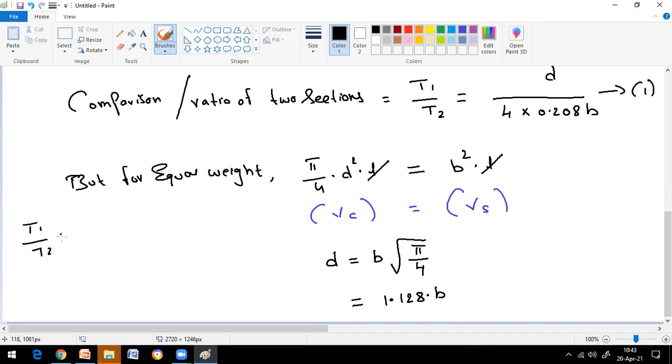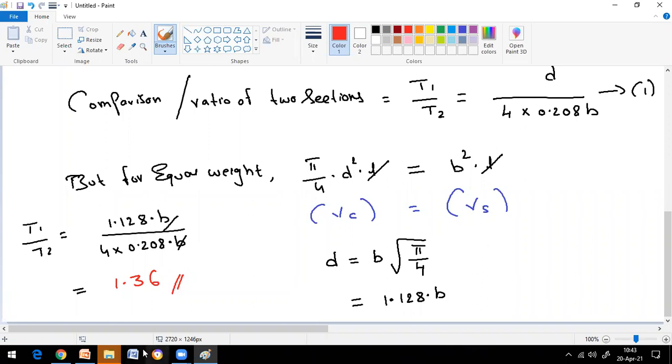T1 by T2 is equal to 1.128 times of B by 4 into 0.208 times of B. Your B will get cancelled and your answer is how much? The answer is 1.128 by 4 into 0.208. How much? 1.35. 1.35 something. You can write it as 1.36.